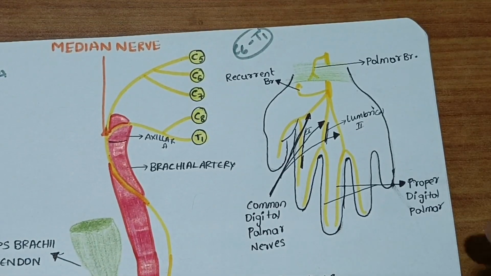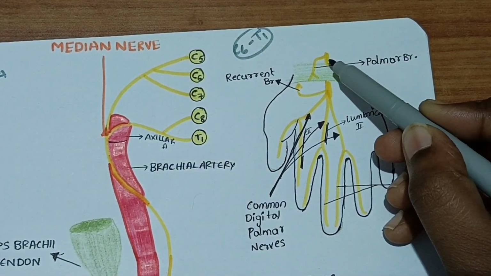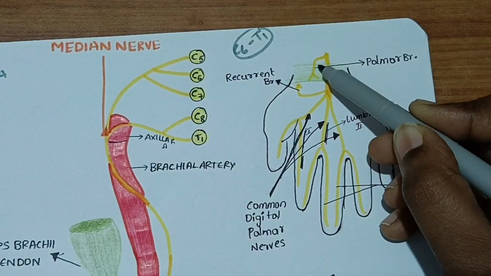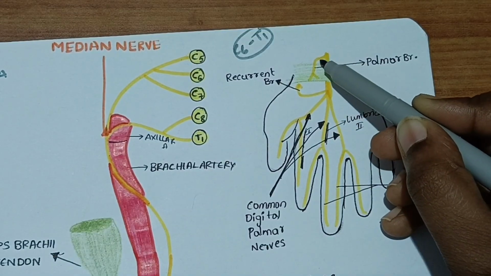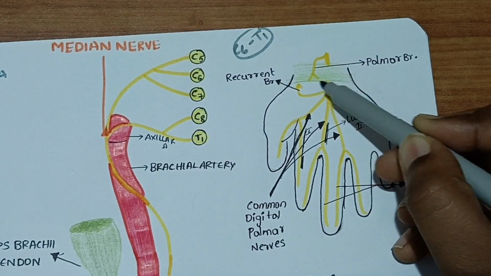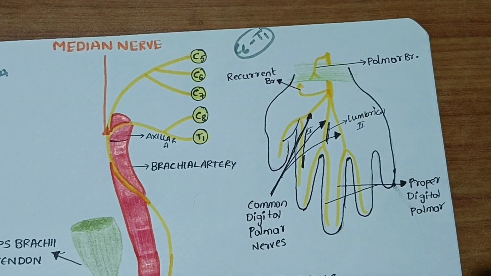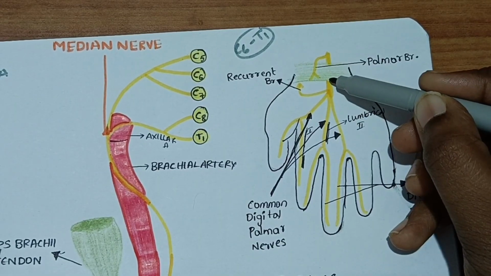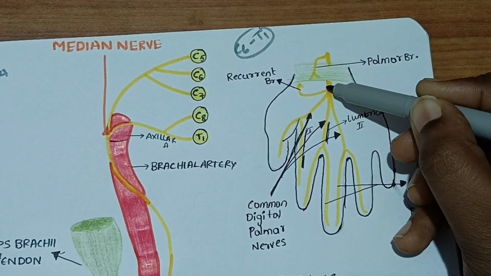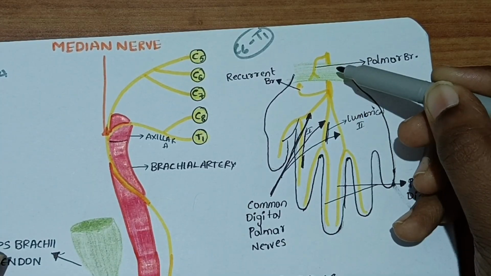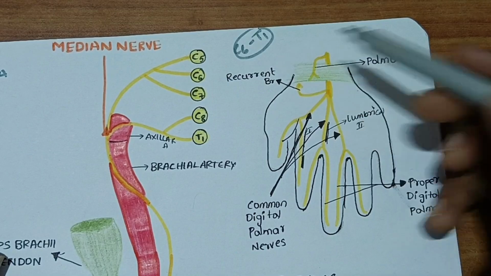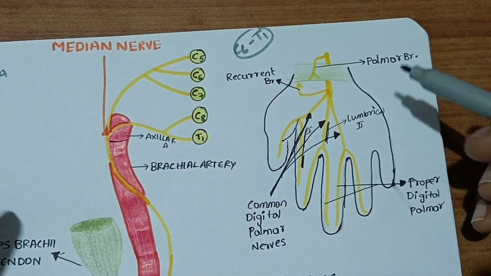It is entering into the hand region. Here it is going to give a palmar branch. This palmar branch is going to supply the retinaculum. Now, it is crossing the retinaculum. Immediately after crossing, it gives the recurrent branch.